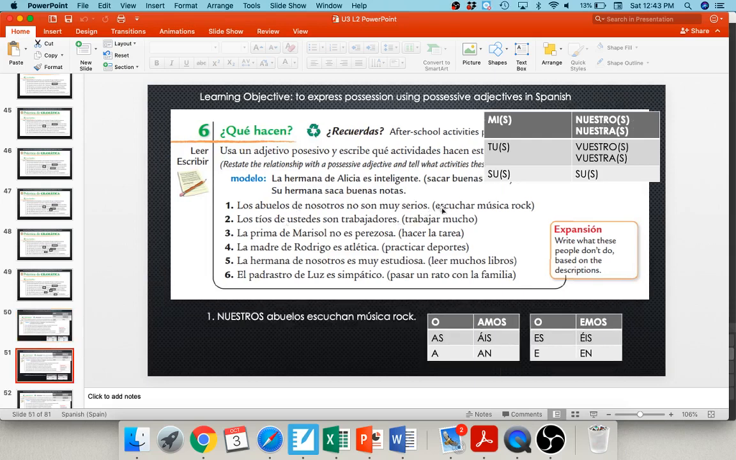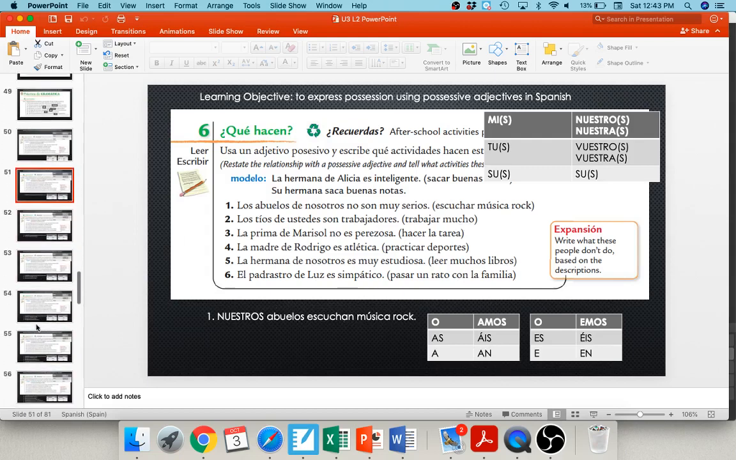And then we need to take this verb escuchar música rock and chop off the AR in escuchar. So instead of saying to listen to rock music, in order to say that they listen, we could chop off this AR in escuchar and add back an AN. Nuestros abuelos escuchan música rock. They listen to rock music.